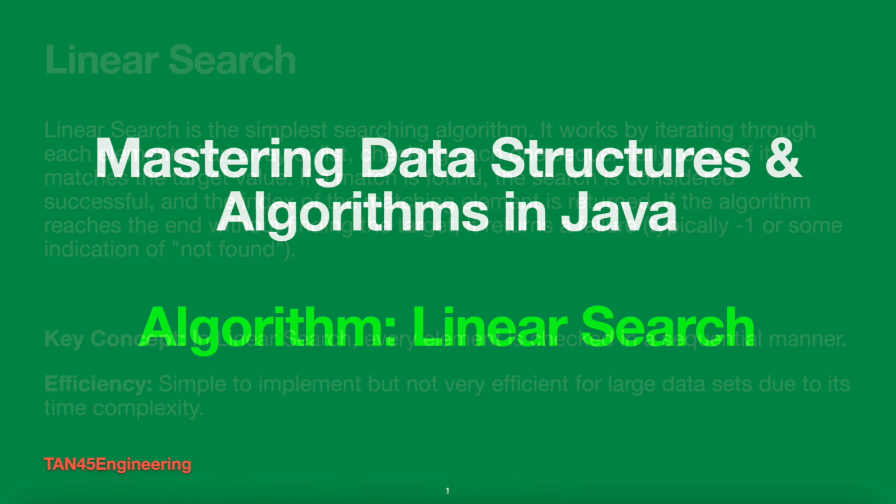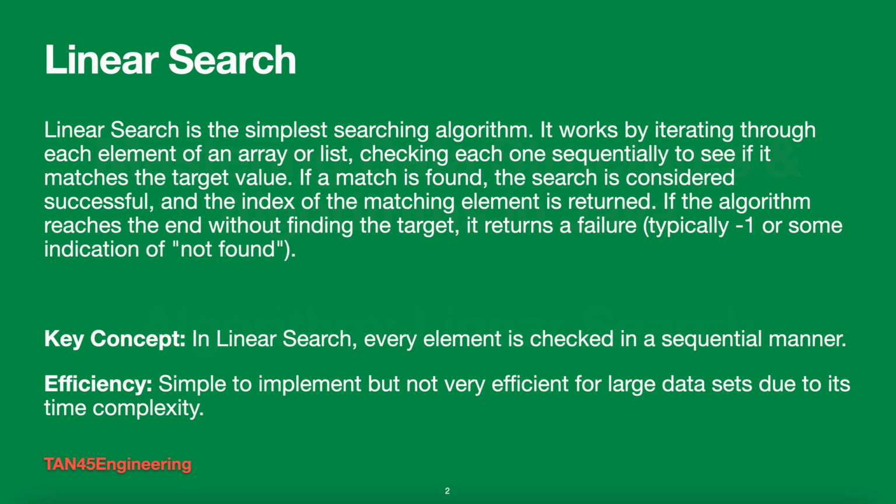So let's get started. Okay, so we have covered a few of the sorting algorithms. In the searching algorithms, the first one is linear search. It is the simplest searching algorithm. It works by iterating through each element of an array or list. You can go through the definition; I'll not go through it. If we find a match, we return the index, or we return -1 for not found.